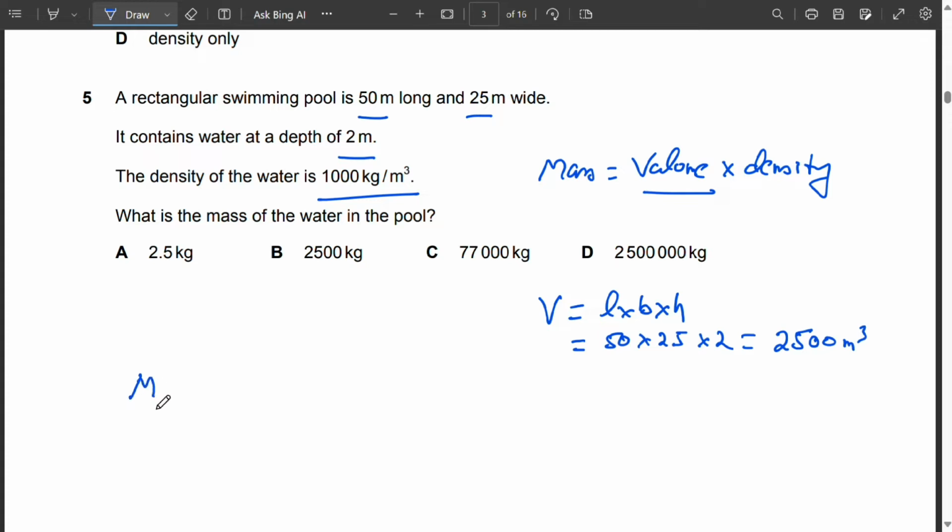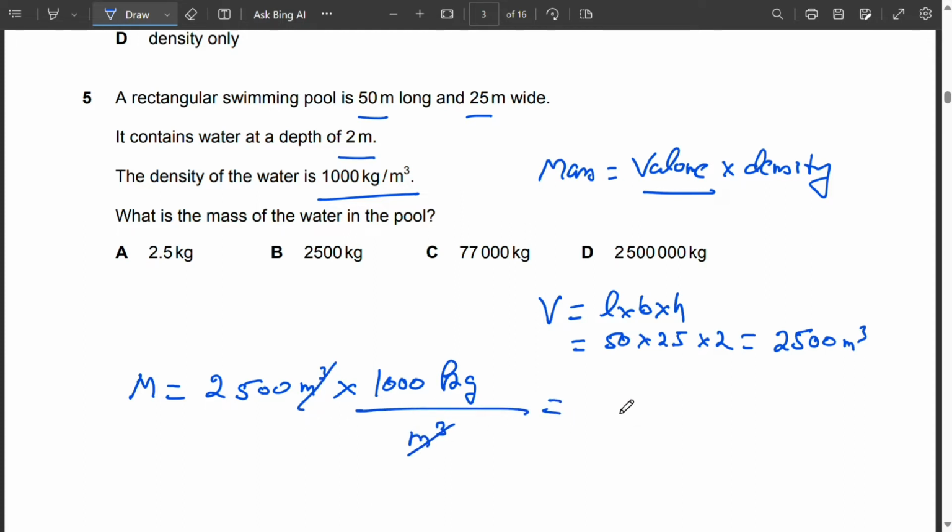So what will be the mass? Mass is volume into density. Volume is 2500 meter cube, and density they have given is 1000 kilogram per meter cube. So the meter cubes get cancelled, and you will get 2,500,000 kg. So D is the correct option.